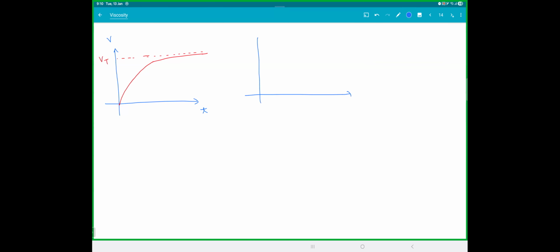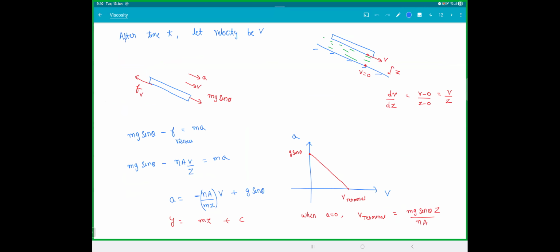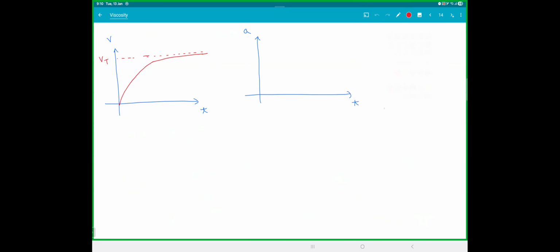How does the AT graph look? Now we can clearly see a depends on velocity, and if velocity is increasing, acceleration will decrease. So you will start with g sin theta. This would be like this. You're tending to zero, but again, it'll take infinite time.